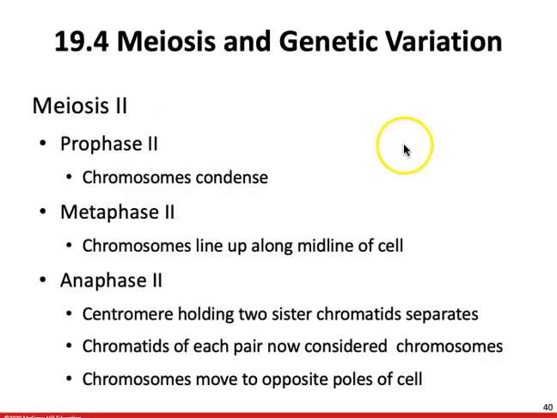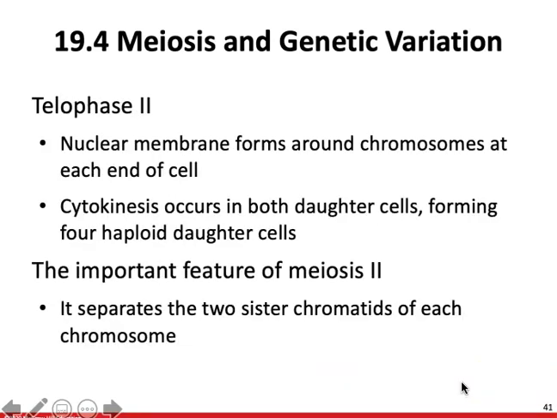In meiosis 2, we're going to see in prophase 2, chromosomes are going to condense. Those chromosomes are then going to move and line up along the midline of the cell. And then we're going to undergo anaphase 2. The centromere holding those 2 sister chromatids is going to separate. Chromatids of the new pair are now considered chromosomes, and those chromosomes are going to move to opposite poles of the cell. Once they move to opposite sides of the cell, telophase is going to occur.